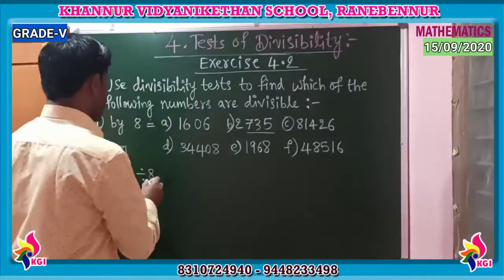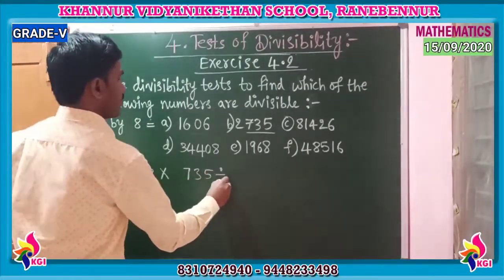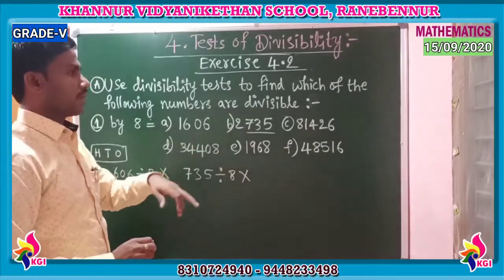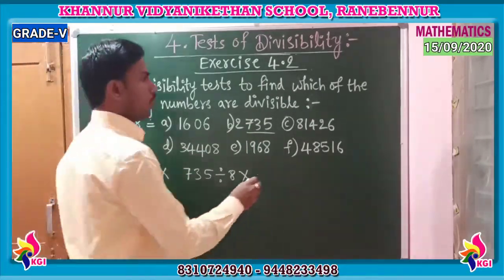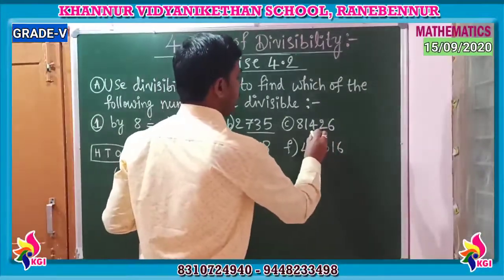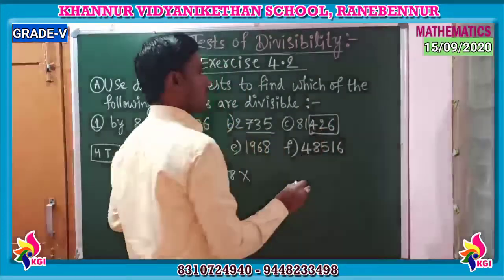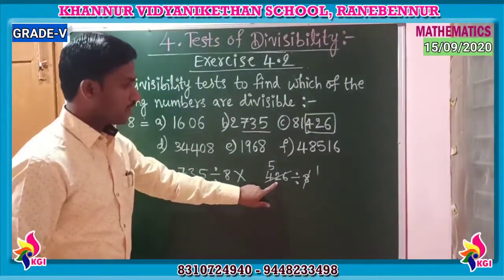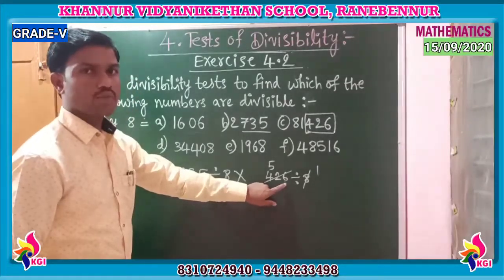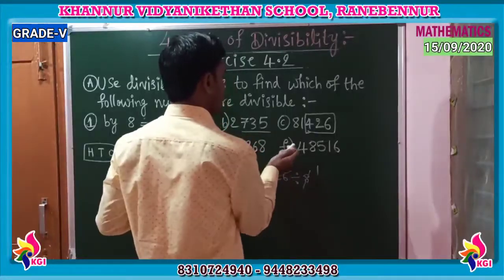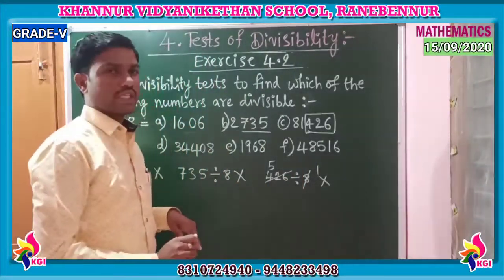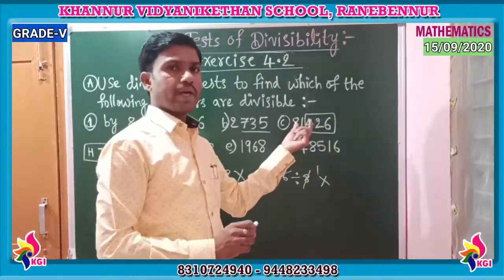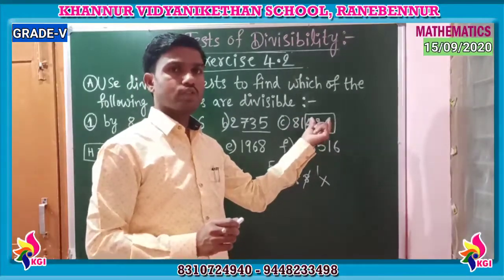Next, 735. It is not divisible by 8 because it is not completely divisible, which means 2735 is also not divisible by 8. Then what about 81426? In 81426, we consider the last 3 digits. 426 divided by 8: 8 fives are 40, 2 remain and it becomes 26. But 26 is not in the table of 8. So 426 is not divisible by 8, which means 81426 is also not divisible by 8.